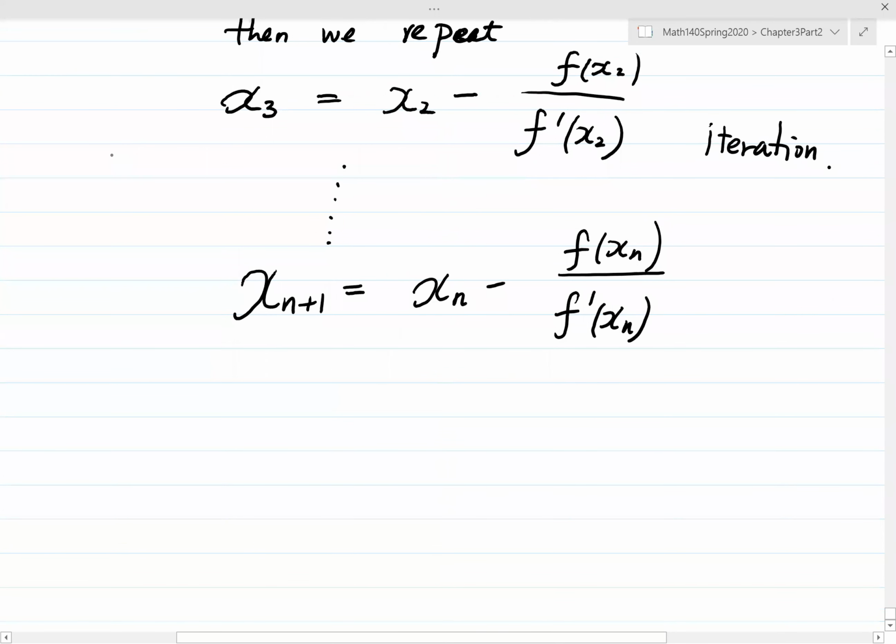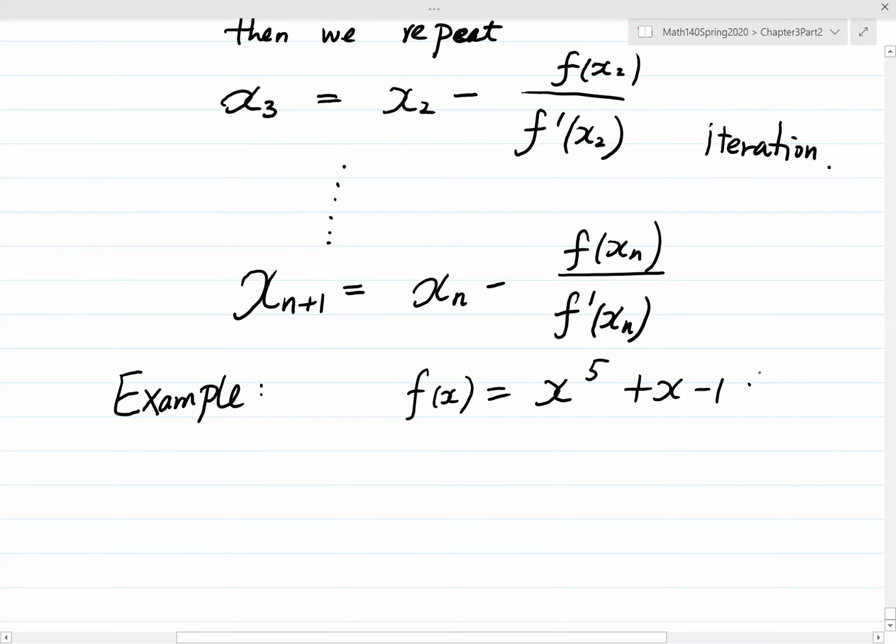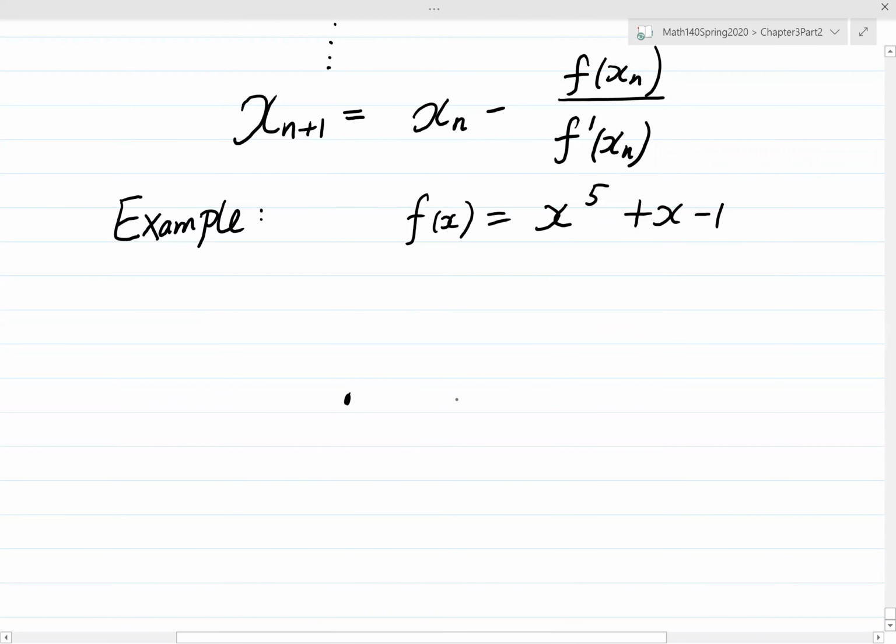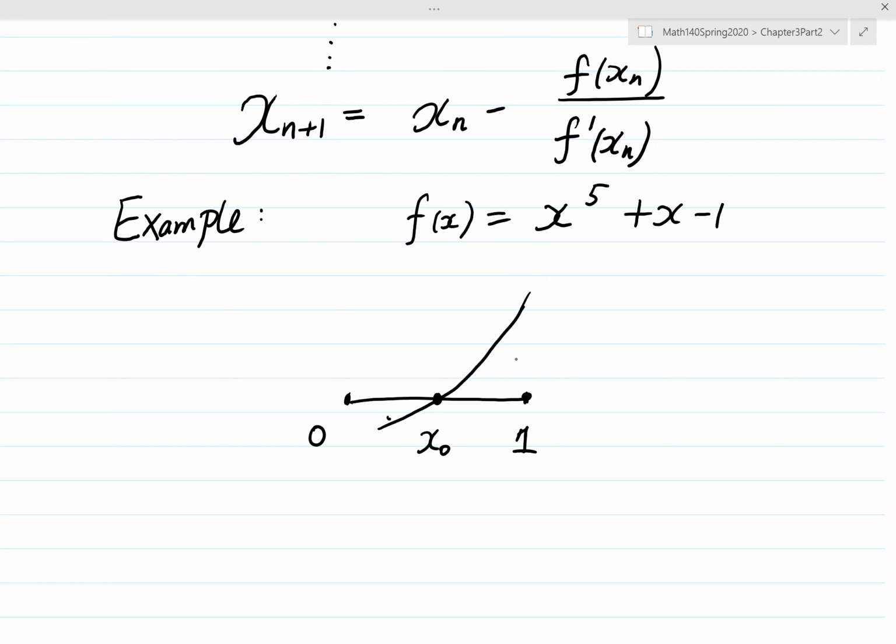Okay, let's go back to our example and see how this works. The example is f(x) equals x to the power 5 plus x minus 1. We start from x0, which is bounded between 0 and 1. Now we choose a point near x0. We know it's within 0 and 1, so we pick any reasonable point within 0 and 1.